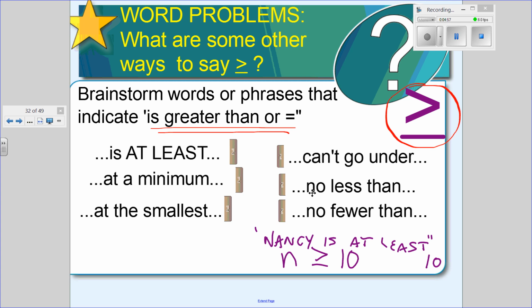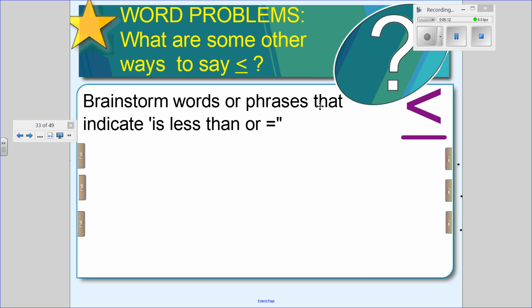It is saying, just by using the no or the not or something like that, it is indicating the greater than or equal to sign. A little tricky, but hopefully we'll get a couple examples that make this a little more pertinent. Brainstorming words or phrases that mean the opposite, is less than or equal to.